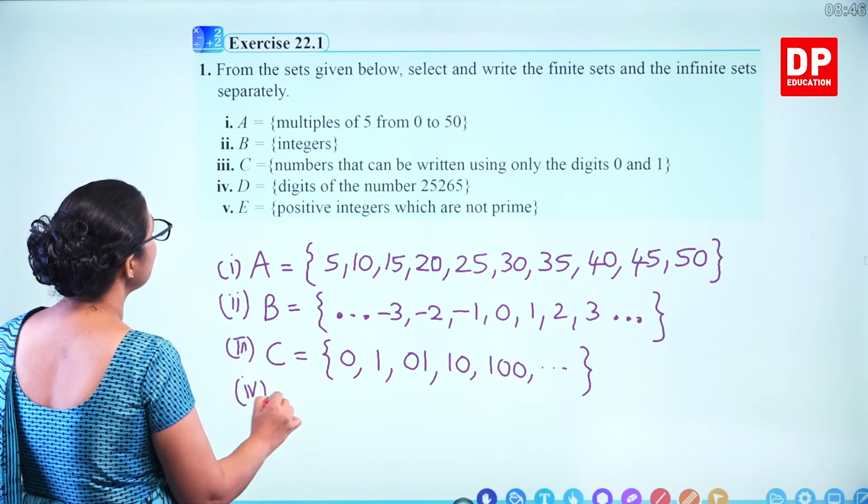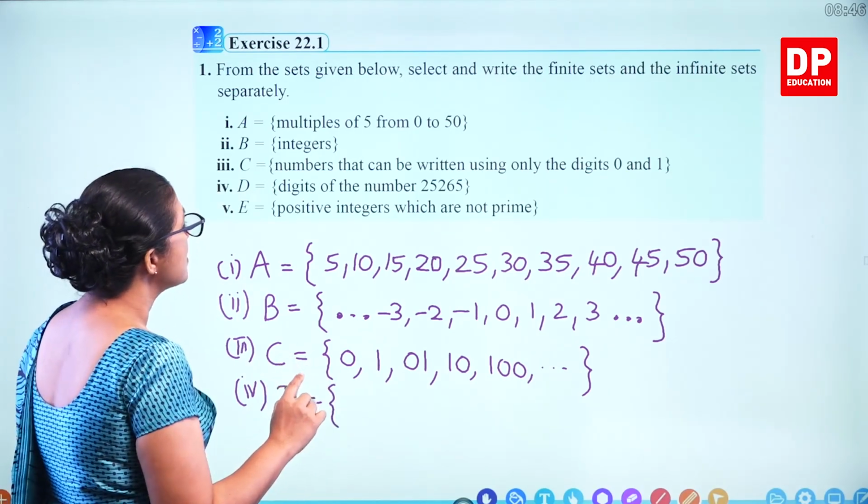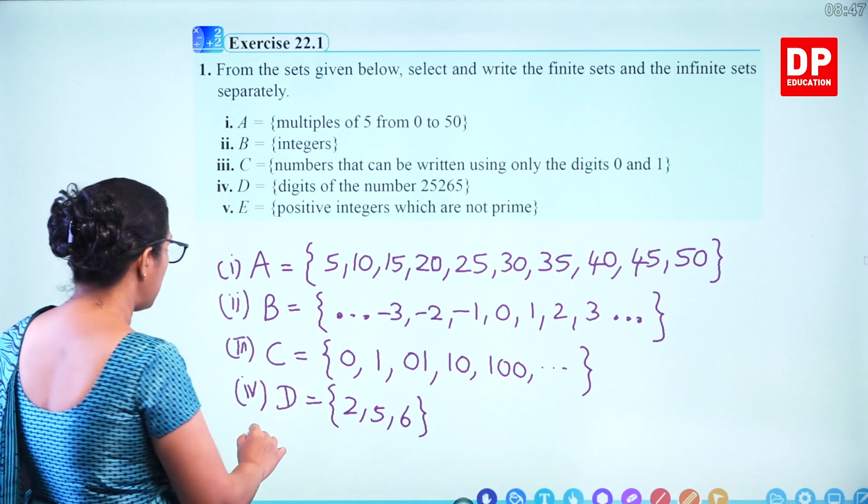D, digits of the number 256. That means 2, 5, 6. So there's an end to that. 2, 5, 6.